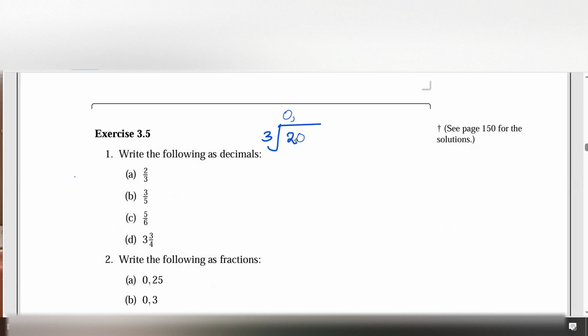We put a comma, we introduce a 0 there. So how many 3's are in 20? We have round about 6. And then 6 times 3, we get 18. You subtract that, you get a 2. You put a 0 again. So it's just going to be a repetition. Then it's a 20, and so this number is just going to continue. And so on. So it's going to be 0,66666 non-stop. So I would rather say it's 0,67 if I round it off to 2 decimals.